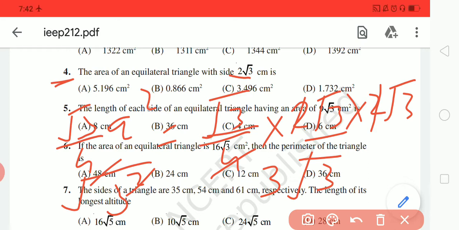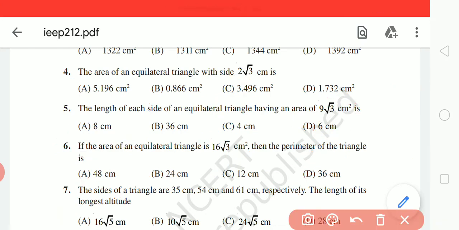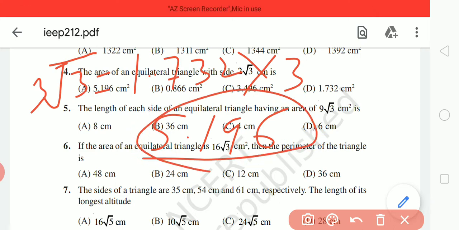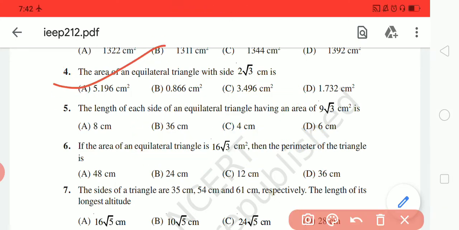So let us check which option is showing you the same thing. 3 root 3. Okay, the options are given in decimals. So let us put in the value of root 3. You know that root 3 is 1.732. You should remember this. And if you multiply this by 3, because we have 3 root 3: 3 twos are 6, 3 threes are 9, 3 sevens are 21, 3 ones are 3 and 2. This is 5.196. So this is the first option, right?